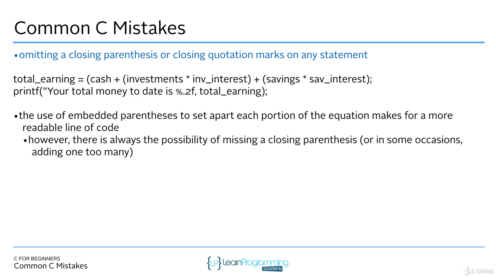So when you're using embedded parentheses to set apart each portion of an equation, it makes for a more readable line of code. You want to use parentheses. However, you want to make sure they all match. You start a parenthesis, you have to have an ending closing parenthesis. The same with curly braces. You start a curly brace, it has to have an ending curly brace. So either you have too many or too few, but the compiler is going to complain, and this is very, very common.